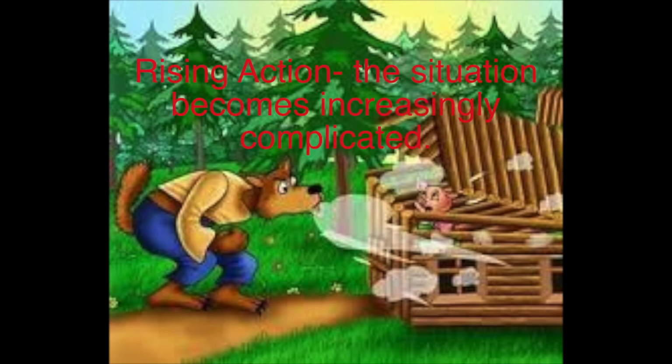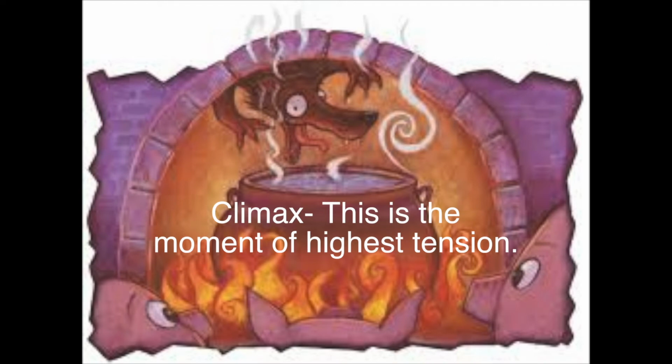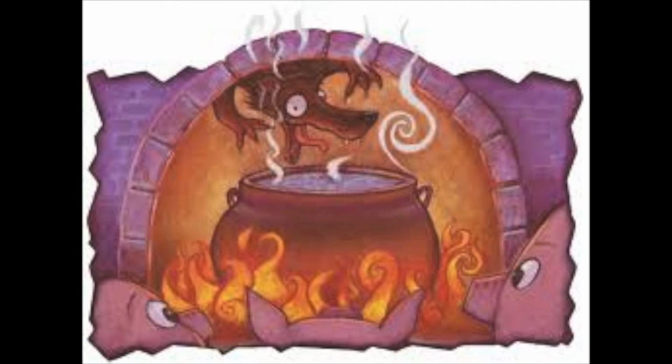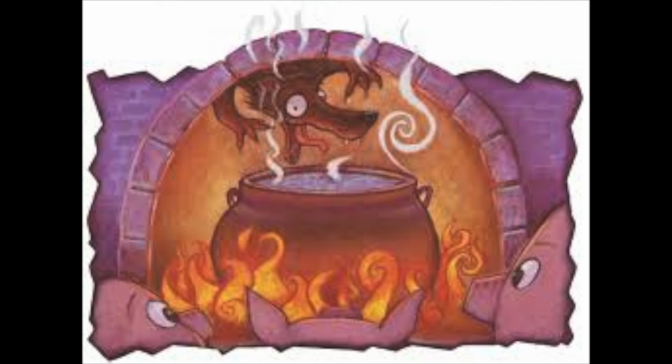As the story continues, the situation becomes increasingly complicated. This is known as the rising action. The story then builds to a moment of the highest tension, which is the climax, in this case when the wolf decides to come down the chimney. It is at this point in the story that we find out who the winners and losers are going to be.